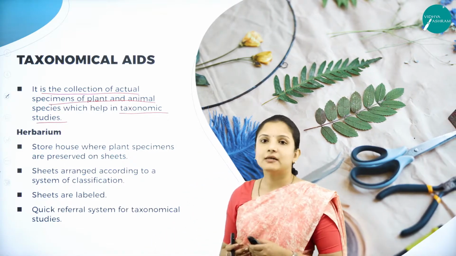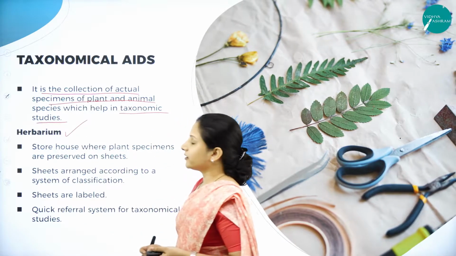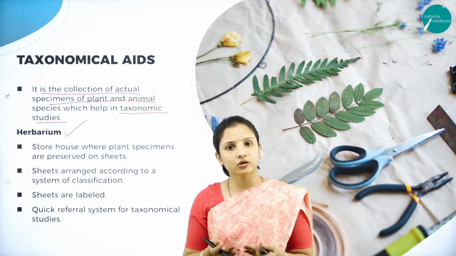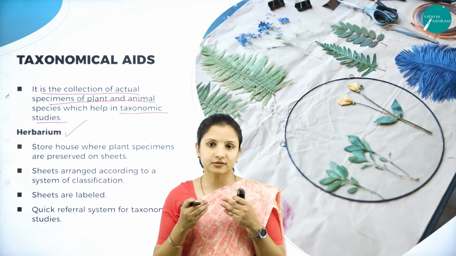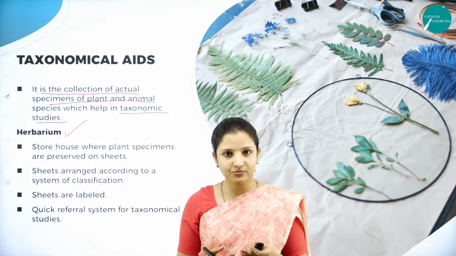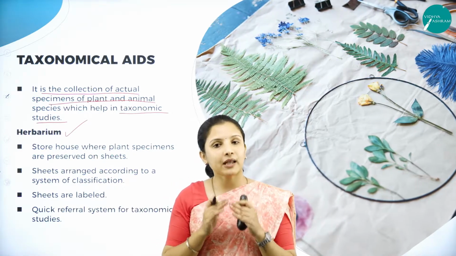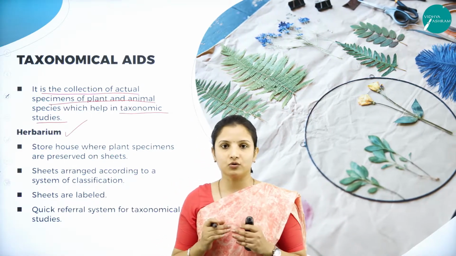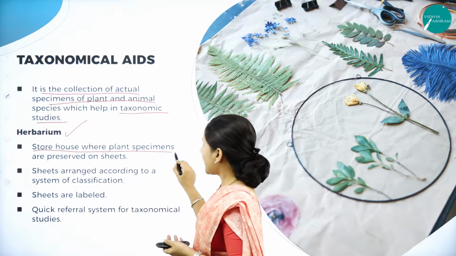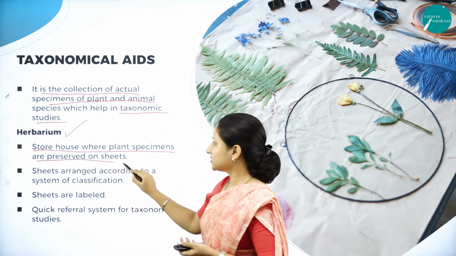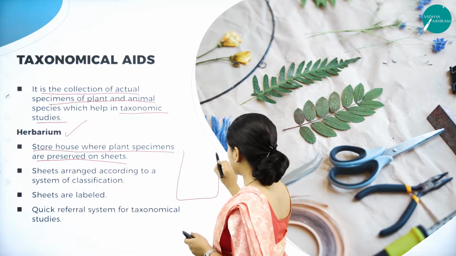First, we shall understand about herbarium. So herbarium, it is nothing but a storehouse. Just like in a library the books are stored pertaining to different subjects, in a herbarium the dried plant materials are stored. So it is the storehouse where plant specimens are preserved on sheets. So we have herbarium sheets like this.